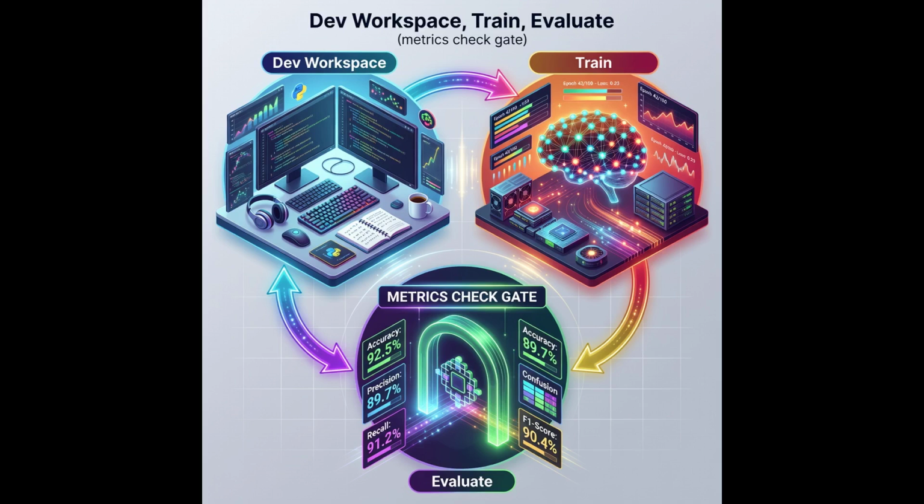A data scientist trains a model, evaluates it, and the evaluation metrics meet the minimum threshold, say accuracy above 0.85 on the holdout set. At this point, the model is registered in the dev workspace as a workspace asset. But it's not production ready yet. It needs to pass a promotion gate.